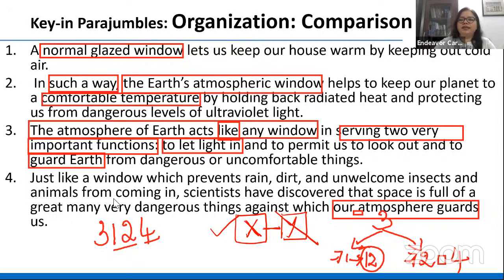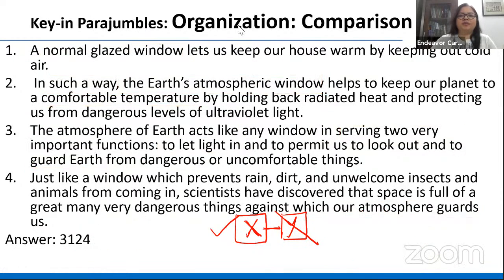So remember two learnings here. One, if I have a sequence mentioned in any sentence of a parajumble or a paragraph, I will ensure that I follow that sequence in the subsequent sentences. Two, if I'm making a comparison or a contrast, I'd prefer to start not with the compared-with thing or the contrasted-with thing, but with the thing that I'm talking about. The comparison is secondary. The important thing here is the atmosphere of Earth, not the window. So I don't want to start with 1. 3, 1, 2, 4 is our answer, right? Let's take a look at the next one.